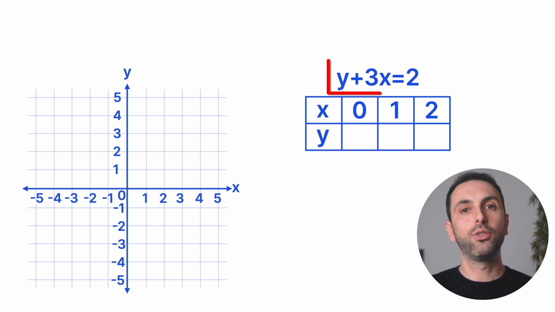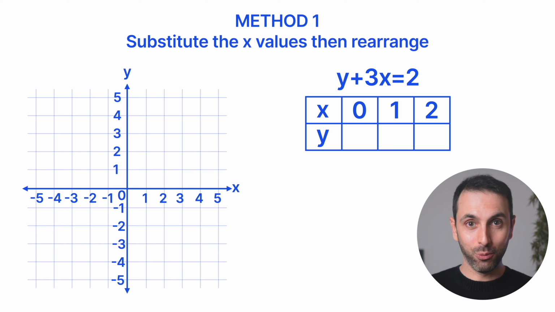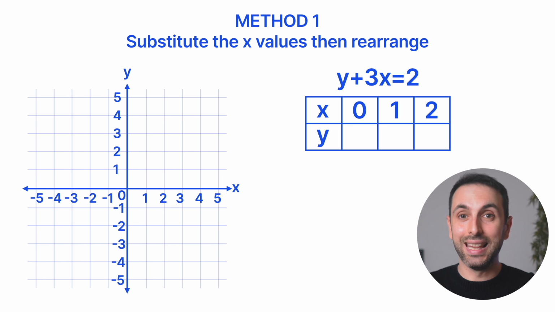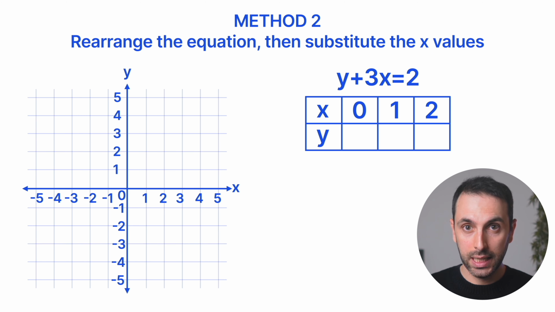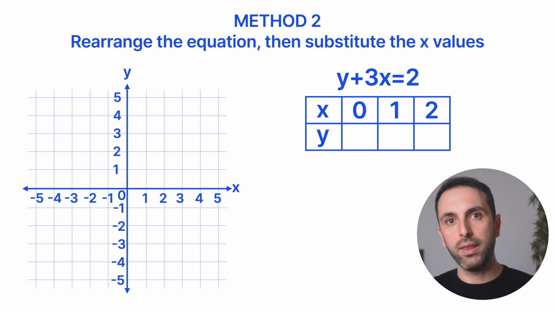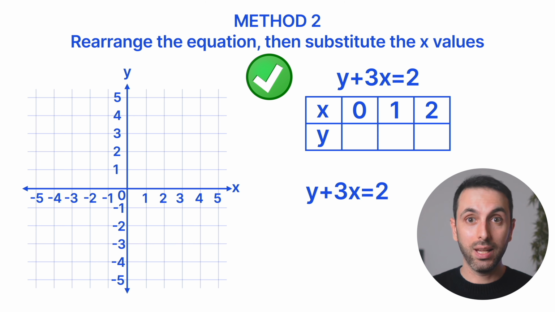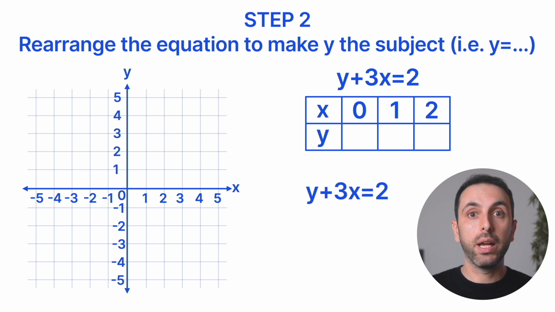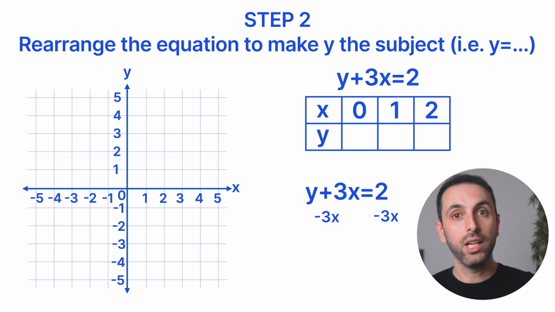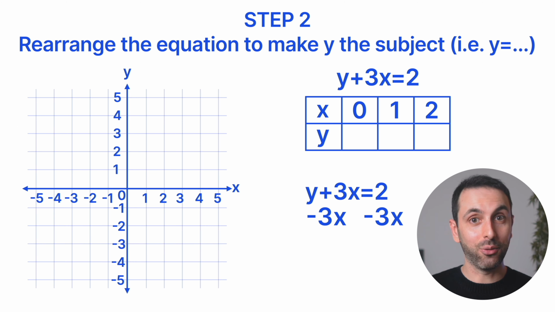So there are 2 ways to go about this. The first method would be to substitute the x values into the equation, then rearrange, whereas the second method would be to rearrange the equation to make y the subject, then substitute the values of x in. Honestly, either method is perfectly fine, but I'll just select the second method. And using this latter method, our second step is to rearrange to make y the subject. Let's subtract 3x from each side to get y = 2 - 3x.